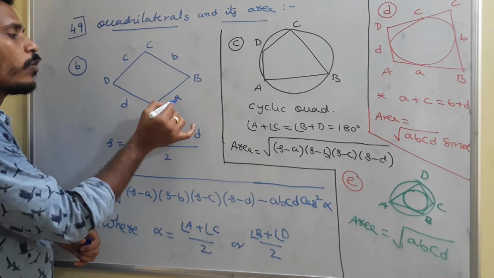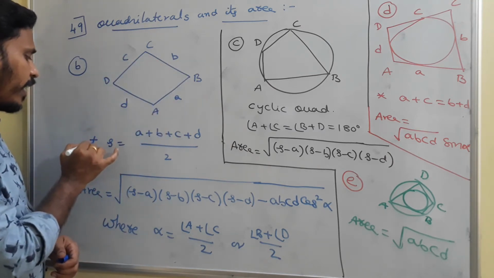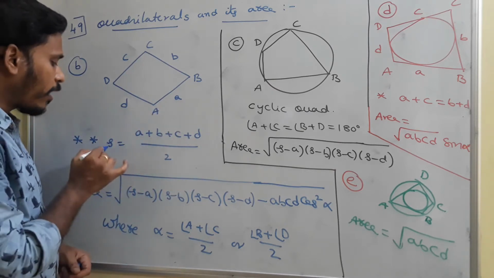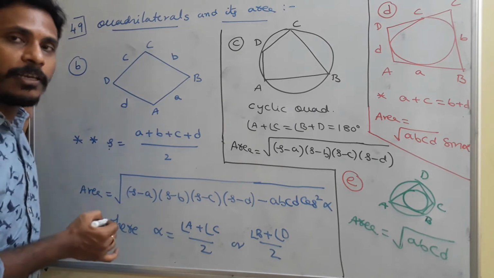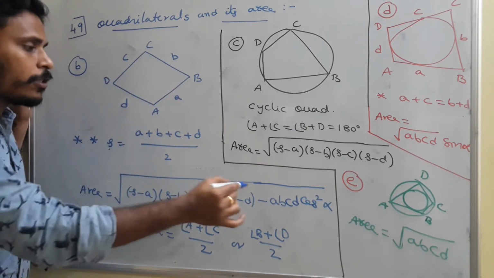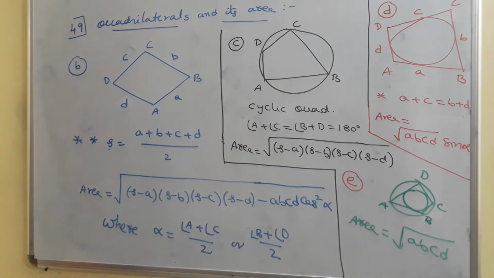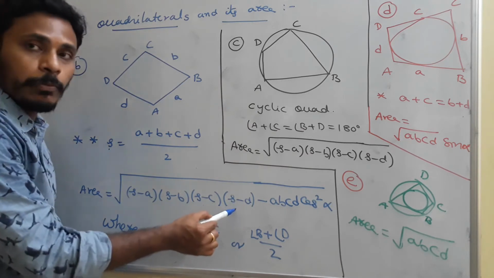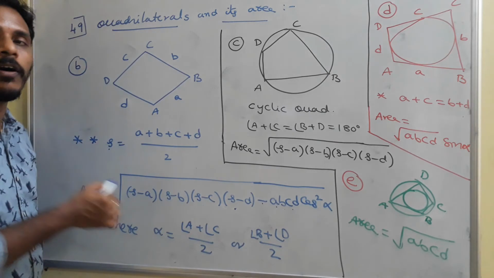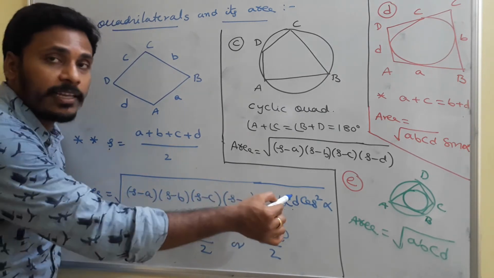If the sides of the quadrilateral are A, B, C, D, then you can write that S is equal to A plus B plus C plus D by 2. And if S is that, then the area of this quadrilateral is given by this particular formula. Look there: square root of S minus A into S minus B into S minus C into S minus D minus ABCD cos square alpha. We find it using different concepts of properties of triangles, and this is the area.